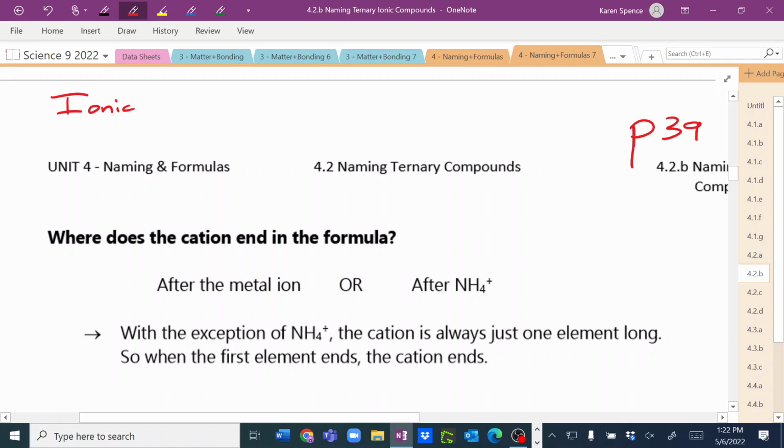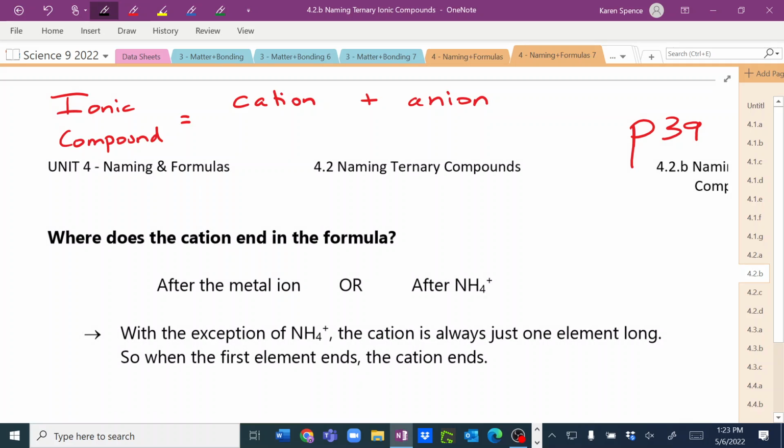So an ionic compound, we know, hopefully we know, it's made of a cation and an anion. The cation is either going to be a metal or it's going to be NH4. So you know that your cation is the metal. Once you hit the end of the metal in the formula, you're at the end of the cation. Everything else will be the anion. Because there's only ever going to be two things to name, the cation and the anion.